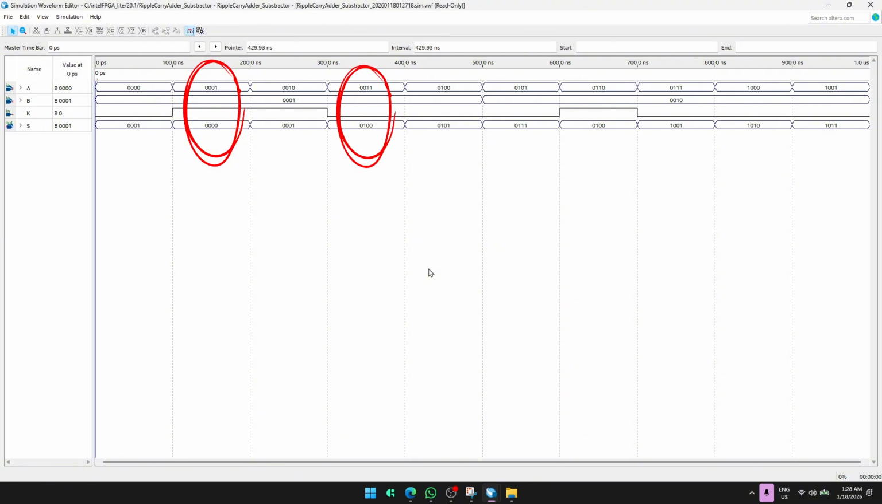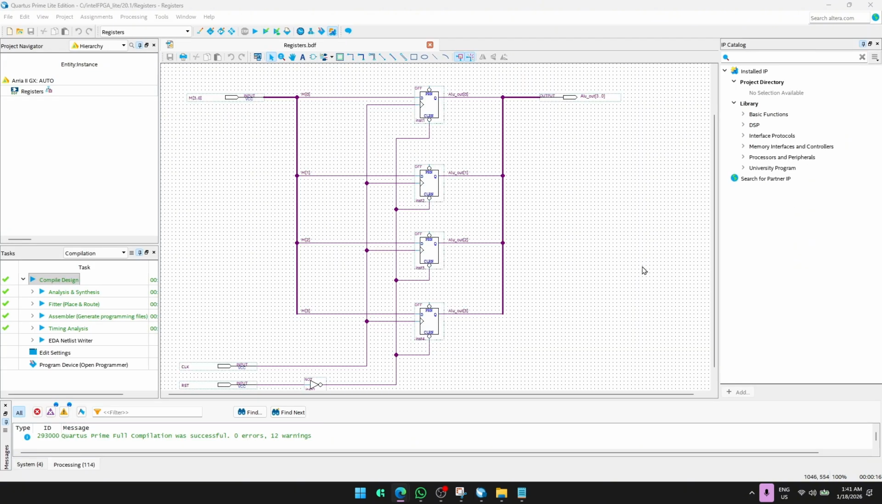Looking further down, at 300 nanoseconds, K returns to 0. A is 0, 0, 1, 1, decimal 3, and B is 0, 0, 0, 1, decimal 1, giving us a sum of 0, 1, 0, 0, decimal 4.